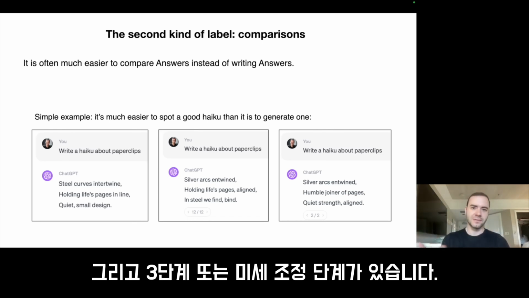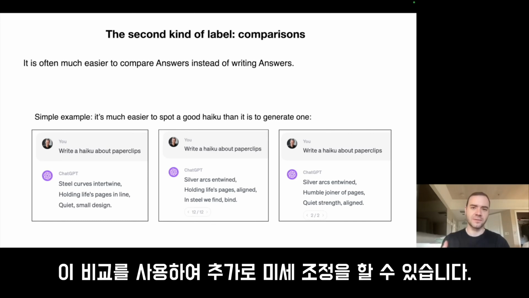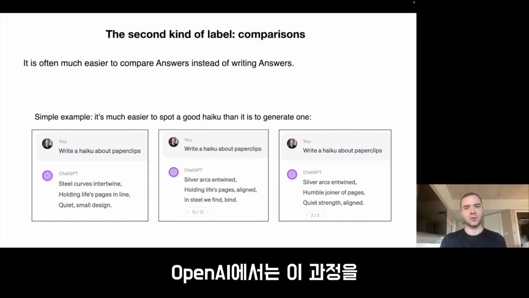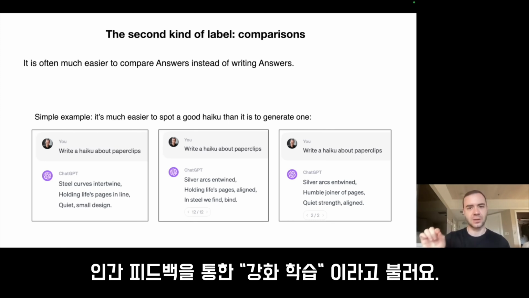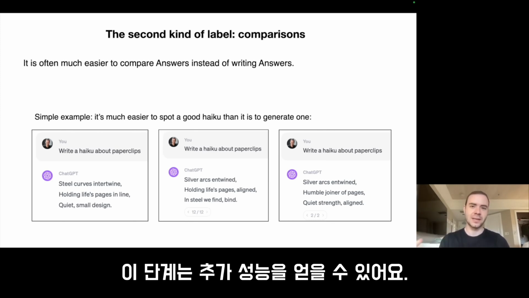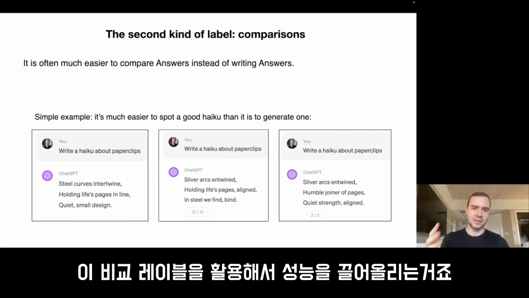And there's a stage 3 of fine-tuning that can use these comparisons to further fine-tune the model. I'm not going to go into the full mathematical detail of this. At OpenAI, this process is called reinforcement learning from human feedback, or RLHF. And this is this optional stage 3 that can gain you additional performance in these language models, and it utilizes these comparison labels.